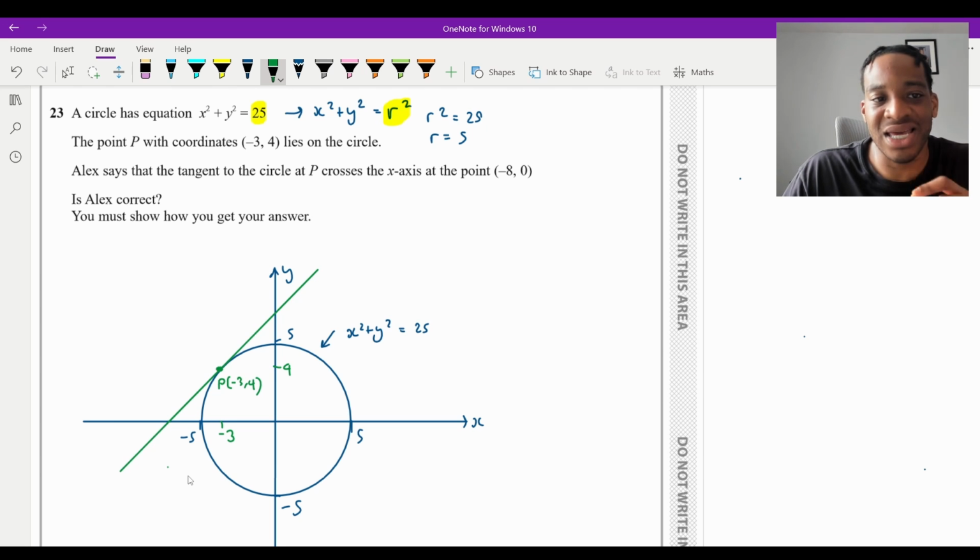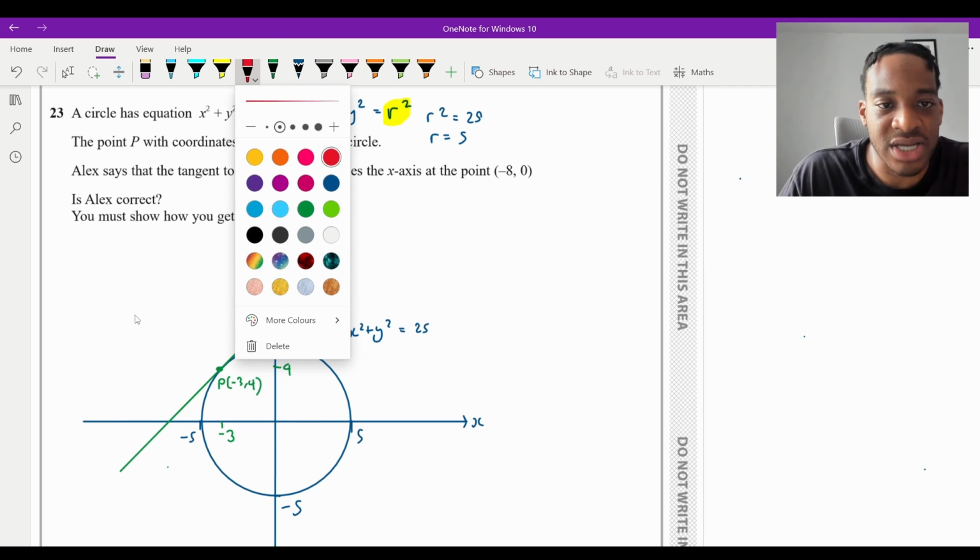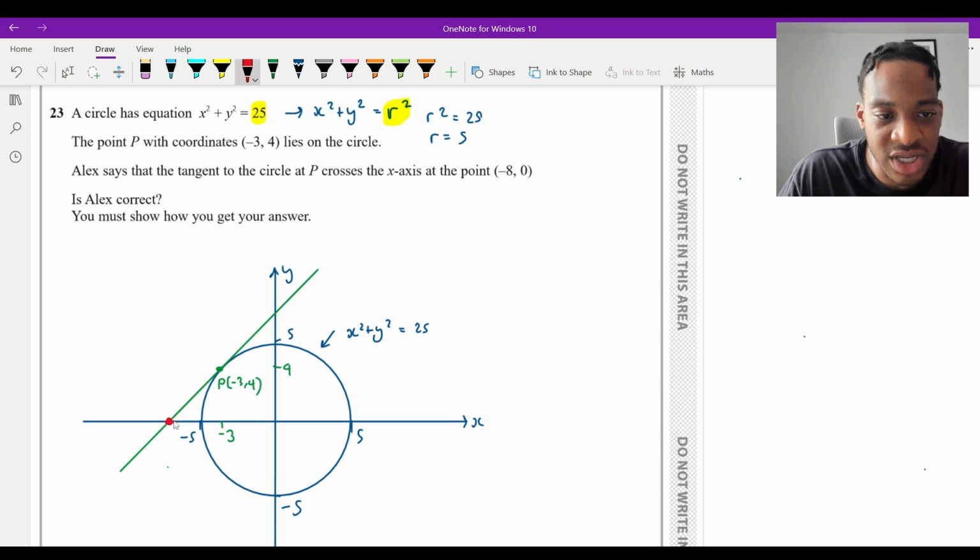And Alex says that the tangent to the circle at P crosses the x-axis at minus 8, 0. So what Alex is suggesting is that this point here, where the tangent crosses the x-axis, is minus 8. This is Alex's claim, and we need to figure out whether or not he's correct.